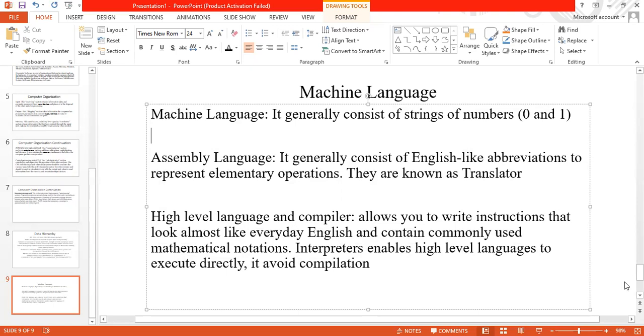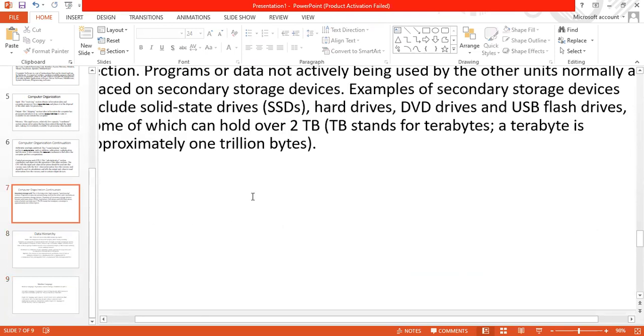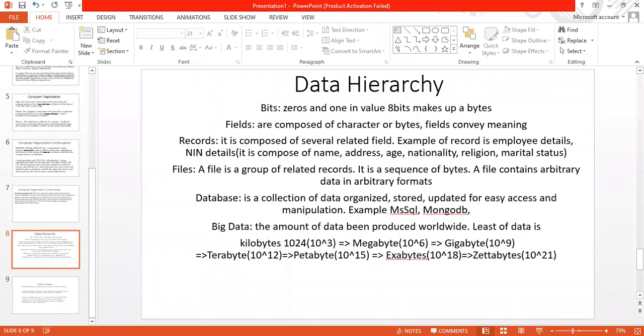So also, I talked about the data hierarchy. Data hierarchy is information arranged in a stepwise manner, from the least to the highest. I talked about the bits, which are zeros and ones. I said that 8 bits make up a byte.